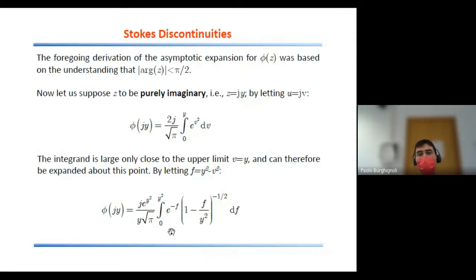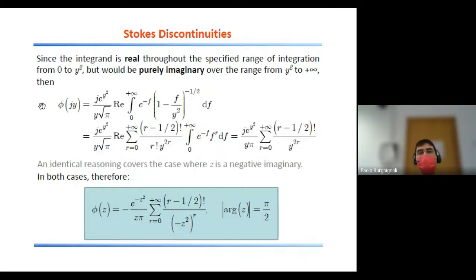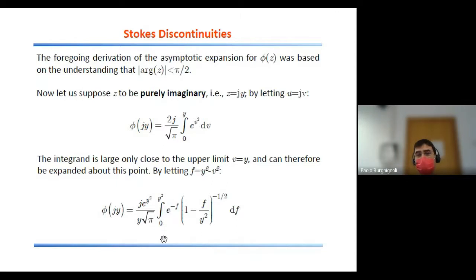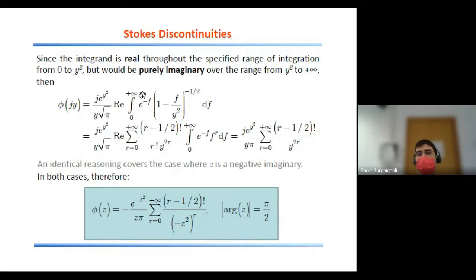So what we obtain is an integral that goes from 0 to y squared. Then there is this exponential, and now from the Jacobian of the change of variables, we obtain this term here. So it's again the reciprocal of a square root of 1 minus f divided by y squared. Now, the integrand is real throughout the integration range from 0 to y squared. However, if you try to evaluate the integrand outside this range, so for values of f greater than y squared, you can see that the term in brackets would become negative, and therefore its square root would become purely imaginary. So it is possible to extend the integration limit to plus infinity. However, you just need to take the real part, so you eliminate the contribution that goes from y squared to plus infinity.